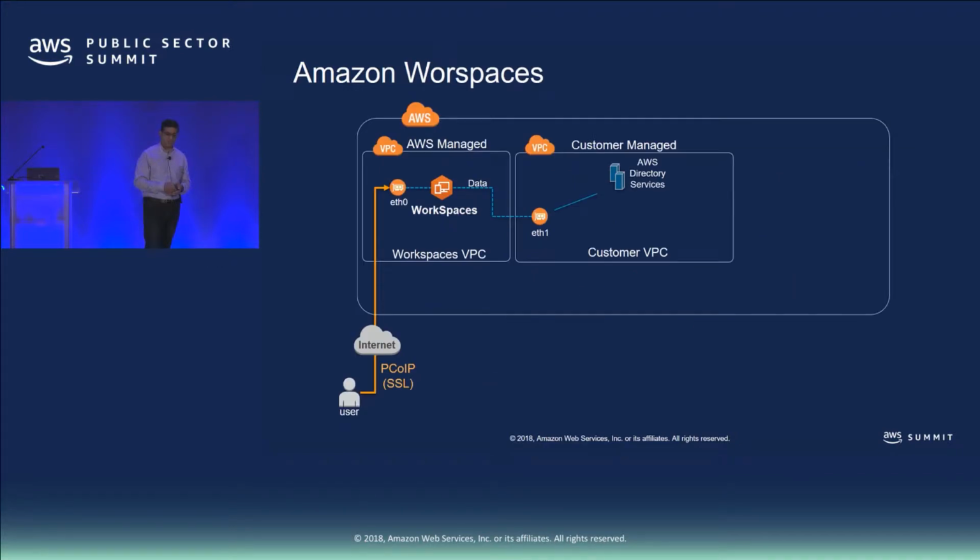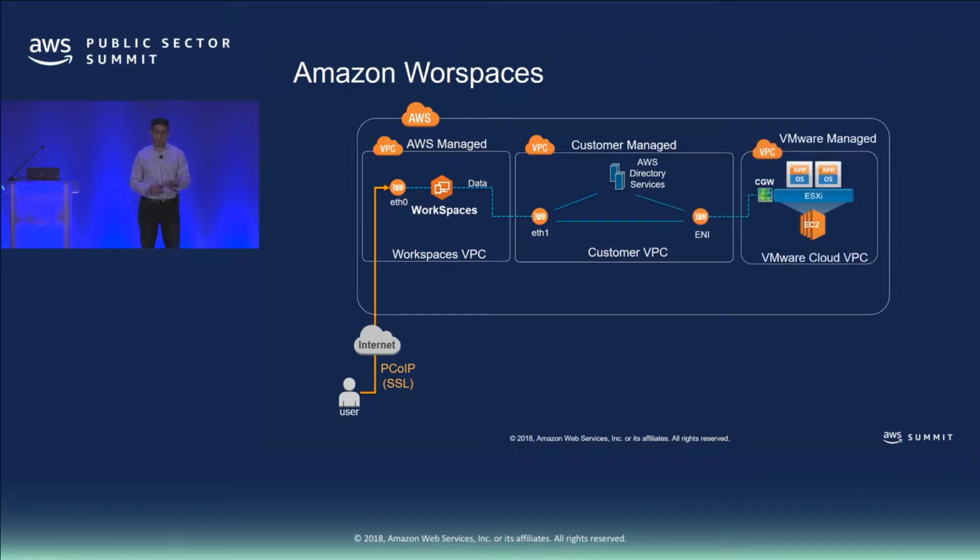Another example for this model is WorkSpaces. WorkSpaces is our VDI solution where, when you create an Amazon WorkSpace, there are two interfaces for this workspace. There's one for the PCoIP connection, which is your management traffic, your session with the VM and/or the workspace. The workspace has another interface, which is ETH1. The ETH1 interface is for data.